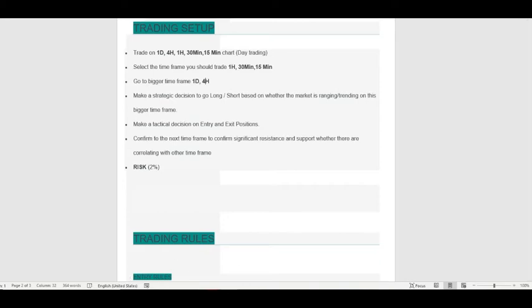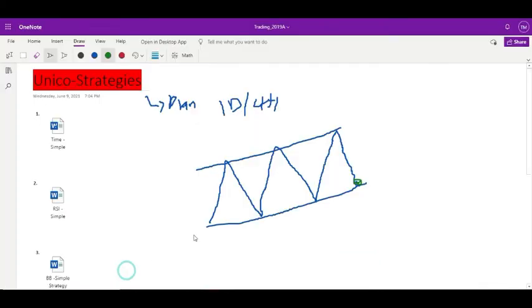So for example, if you come here, as I said, you find out this was in a higher time frame, right? You can see this is a channel. So you can see the strategic decision, as you can see, is to go what? Strategic decision is to go long, right? That's the first thing, right?